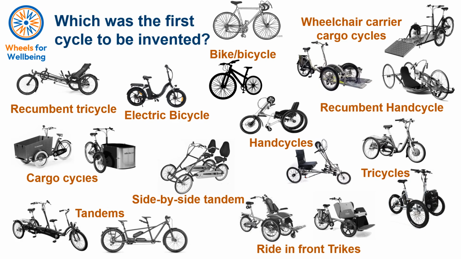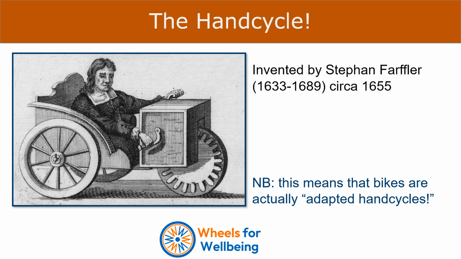Okay, so hopefully you've had a chance to make your decision. The next slide shows that in fact the first ever cycle to be invented was the hand cycle. It was invented by a man called Stefan Farfler, we believe in around 1655. So that predates every other type of bicycle, including things like the penny farthing. On the screen, you can see a picture of Stefan in his hand cycle.